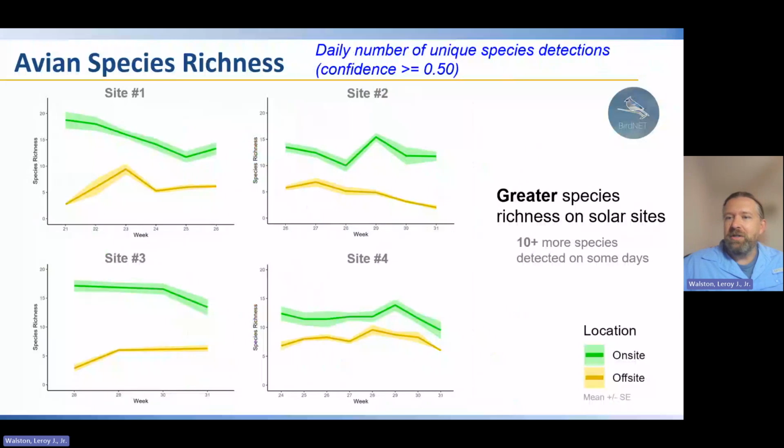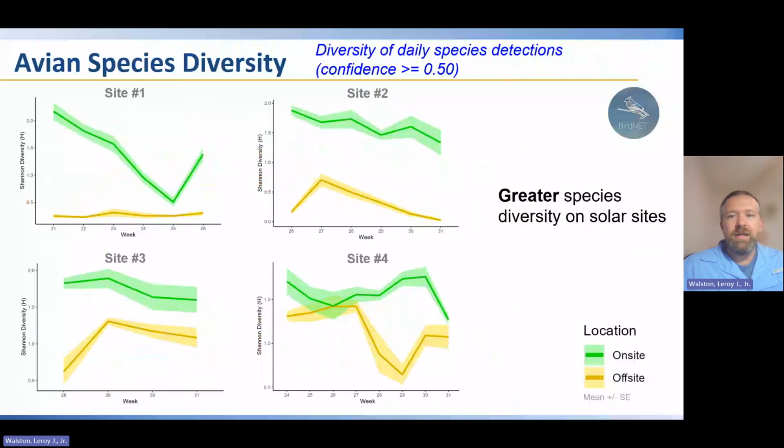So based on the previous bar charts, you might get an idea of species richness at all these locations. Here we are looking at species richness at each site, measured as the daily total number of unique species detections, again, at confidence greater than 50%, summarized across week again. We see that avian species richness is consistently greater on these 4 sites than in the off-site reference areas. At some sites, there are more than 10 additional species detected daily on the solar sites than in the off-site reference areas.